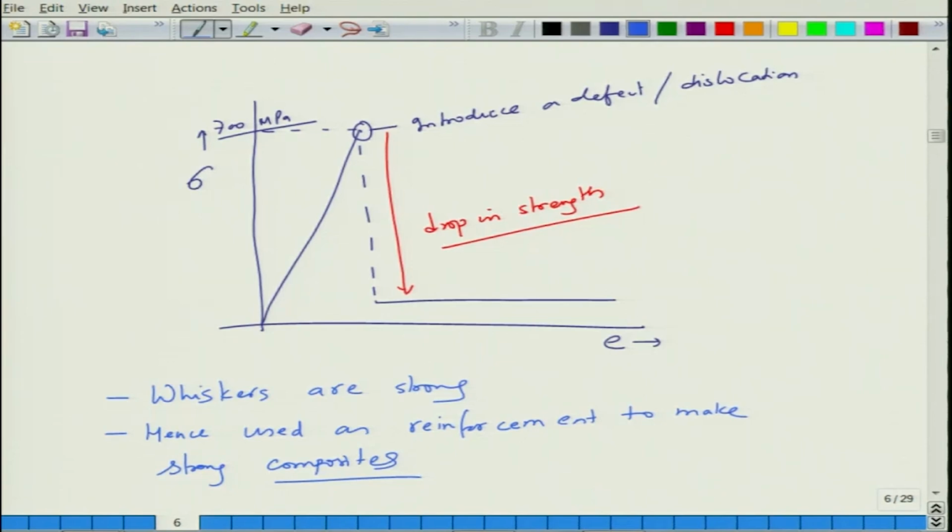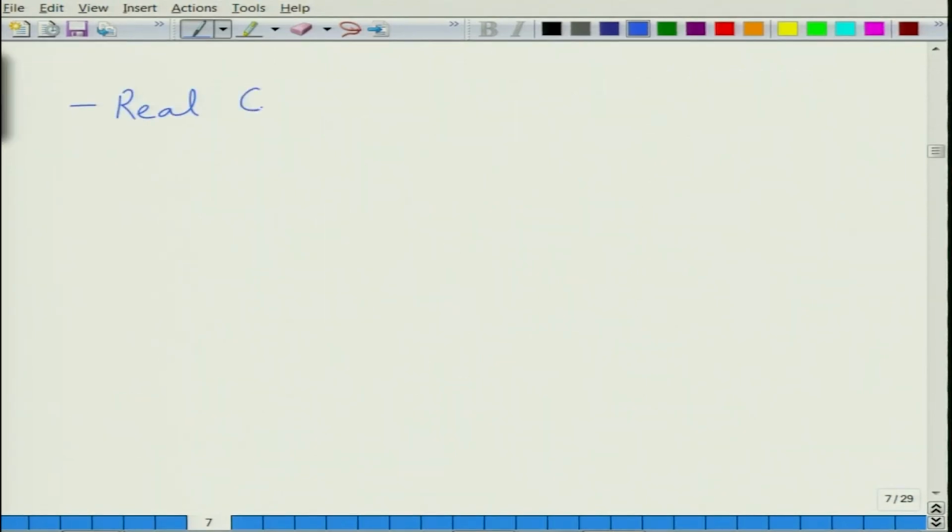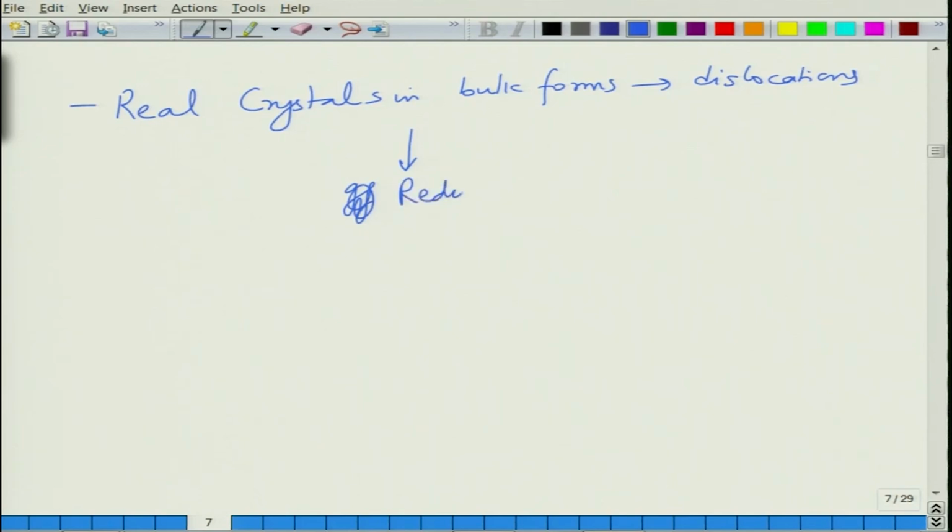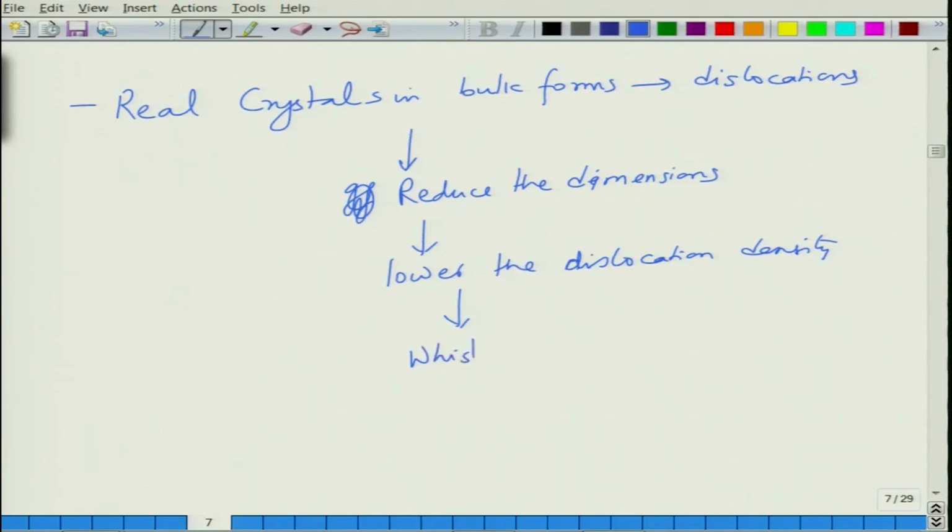So, basically what we have said is that real crystals in bulk forms have dislocations, and if you reduce the dimensions, you lower the dislocation density to the extent that you can eliminate them, and then you make what we call whiskers with high strength. So, this is the converse of what we have.